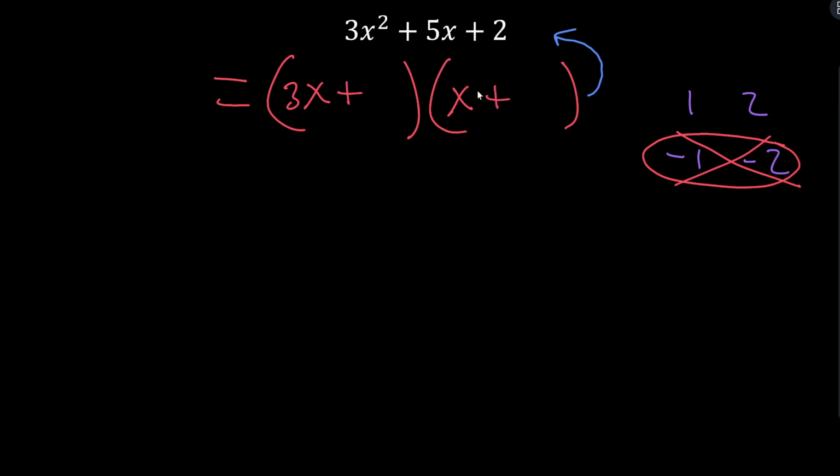Hopefully that's making sense, right? Plus plus here has to be plus plus here. So we either have 1 and 2 or 2 and 1. So let's first try 1 and 2.